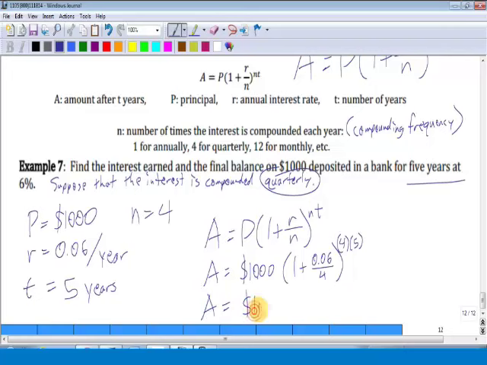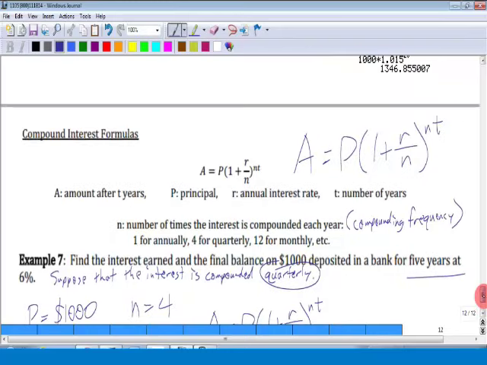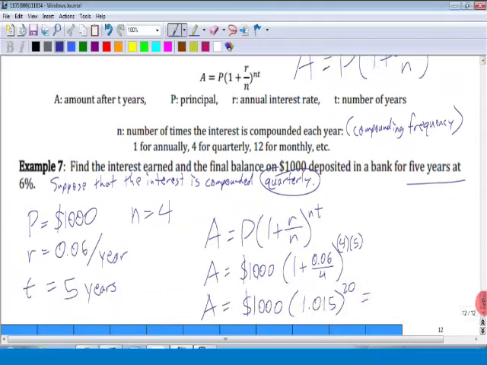So what we get is 1,000 times 1.015 to the 20th power. And that's the exact calculation we did before, just building up to it using the simple interest formula. So it should be the same final answer. What was it? 1346.86.